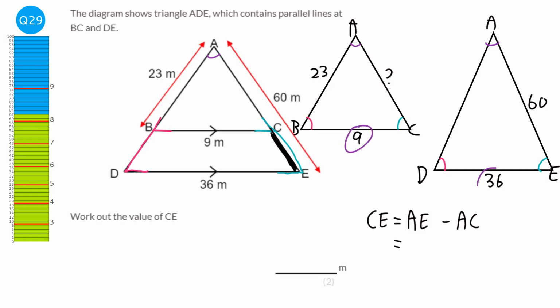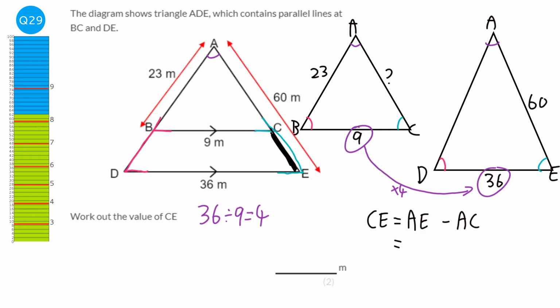So we've got the 9 and 36 here. Because these two triangles are similar, we know that we can work out what the scale factor is. And to work out the scale factor, you do big divided by small. So 36 divided by 9. And we work out that that is going to be 4. So we know we're going to have a scale factor of 4. So to get from the smaller triangle to the big one, we times it by 4.